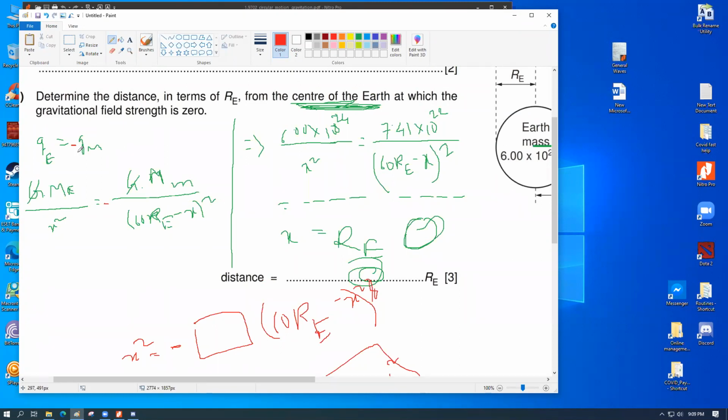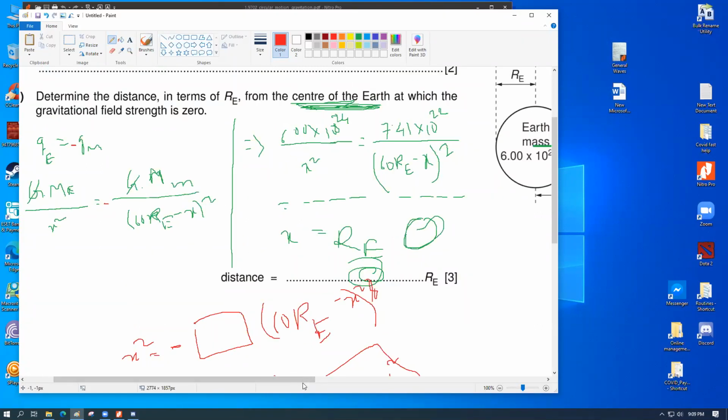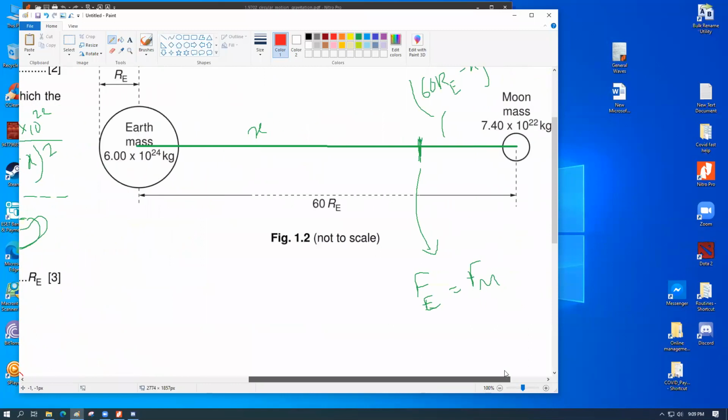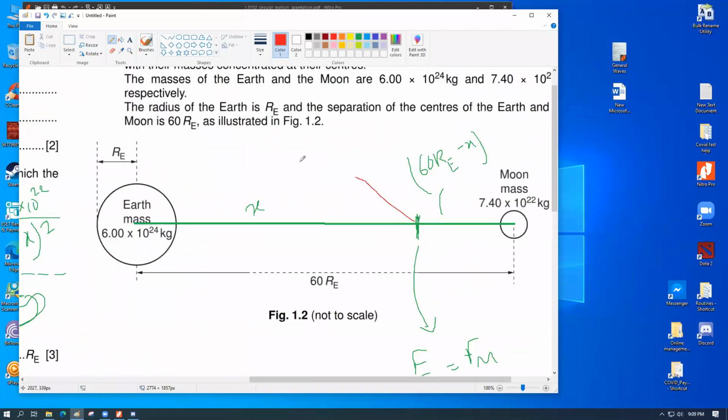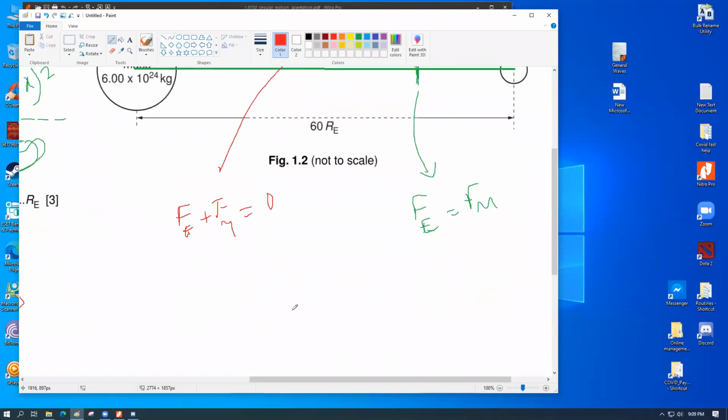Hold up, why am I messing this up? Yeah, I'm actually messing this up. Listen, I'm actually stupid. The resultant force at this point is 0, right? Yes sir. Yes. For this point, force from earth plus force from the moon equals to 0.